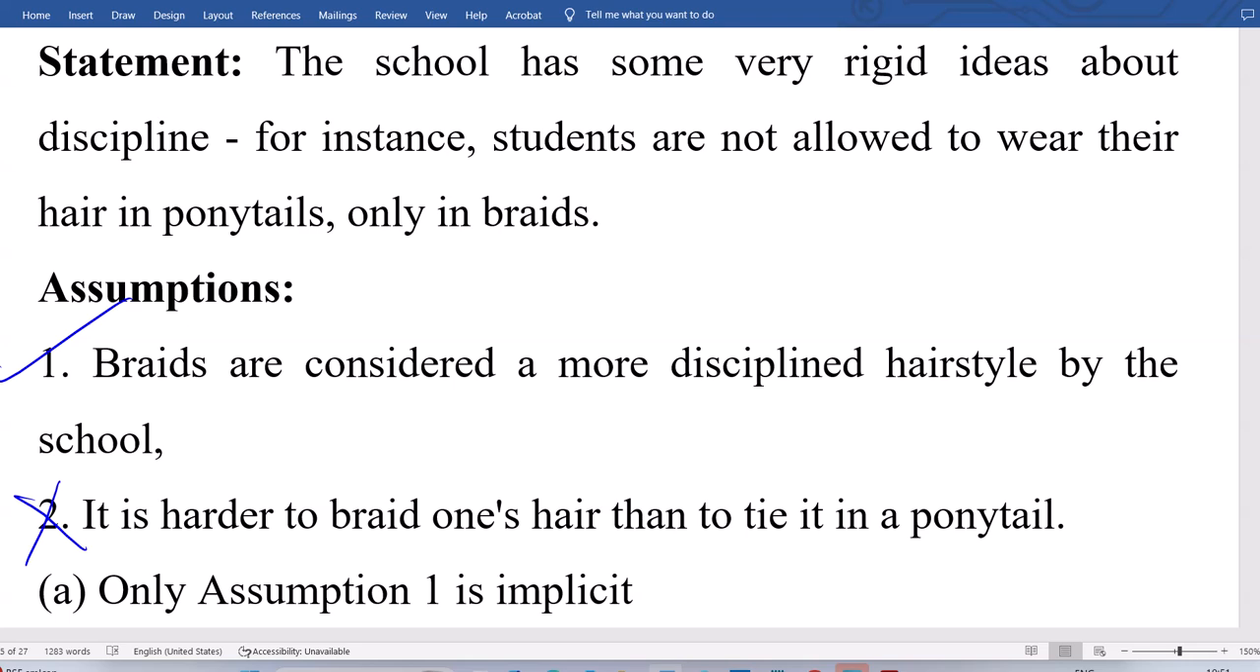Why are they clear regarding discipline? They don't want to make you people a trouble. They are very strict regarding discipline. Instead of ponytails, they are preferring the bride's hairstyle, so everyone should go in that style. So only one is implicit. Implicit means true. While giving that statement, the assumption is this.